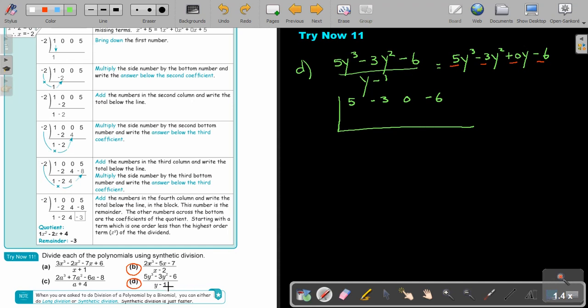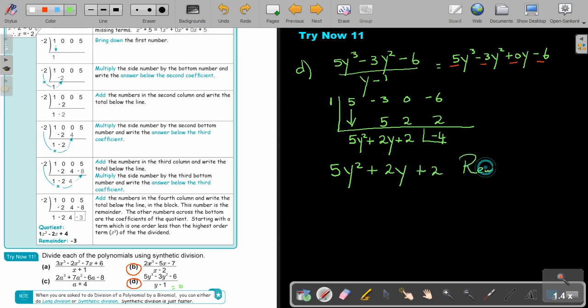If you look at y minus 1 and put it equal to 0, it's going to be 1. In this case, I bring it down, and it's 5. I multiply, 5. I simplify, 2. I multiply, 2. I multiply 1 times 2, it stays 2. Then I simplify and get negative 4. One index less, so it's y squared, y, plus 2. So the quotient is 5y squared plus 2y plus 2 with a remainder of negative 4. But please remember, do this method if you look at the divisor and you see a 1 there and a 1 in the index. Then it's an easy method to follow.